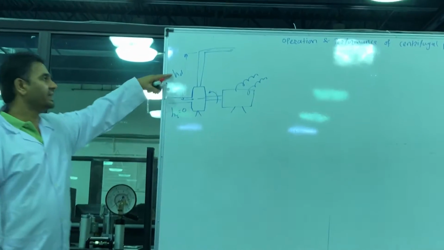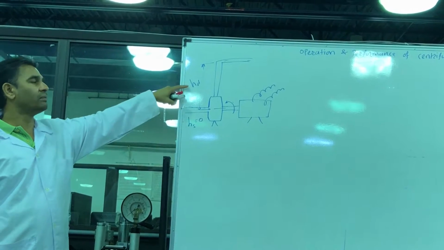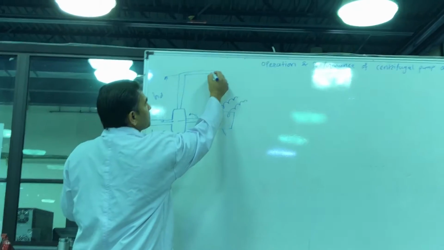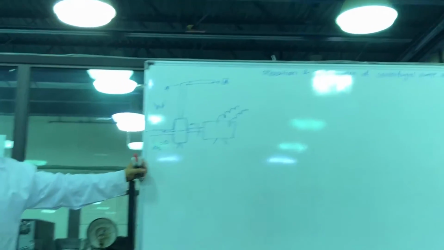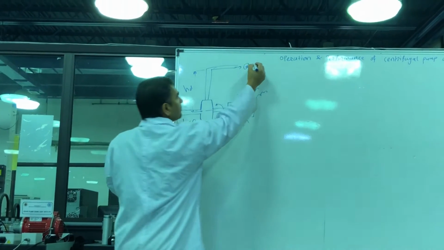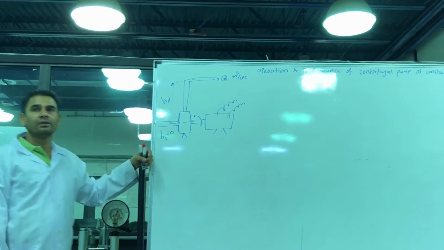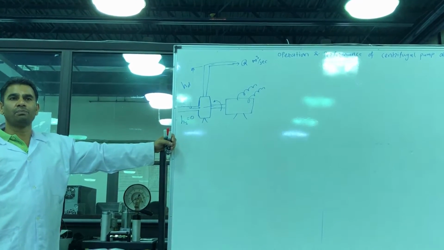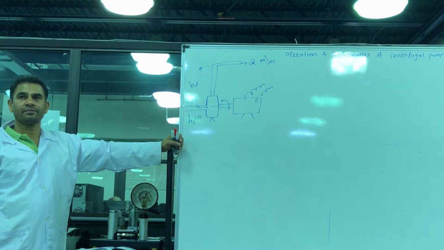So total head is HD plus HS, which is nothing but HD. So this is the total head produced. If this pump is pumping a volume flow rate Q in meter cube per second, our objective is to find out the input power, output power, head, and discharge.